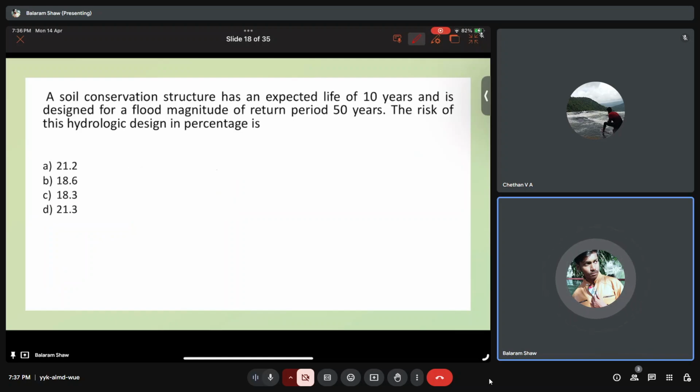Next question is, a soil conservation structure has an expected life of 10 years and is designed for a flood of return period 50 years. Find the risk of this hydrological design in percentage. I will take 1 minute and do that.